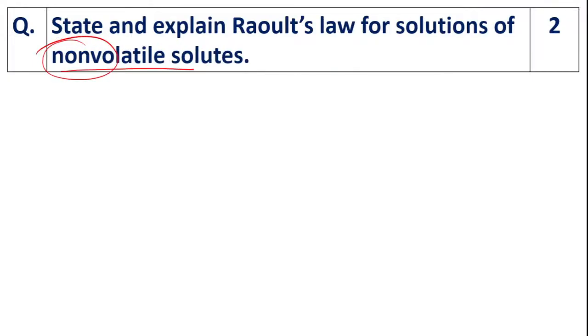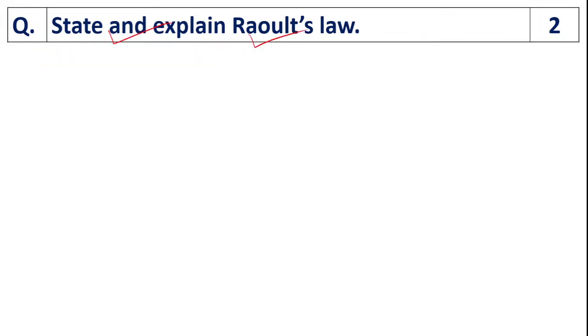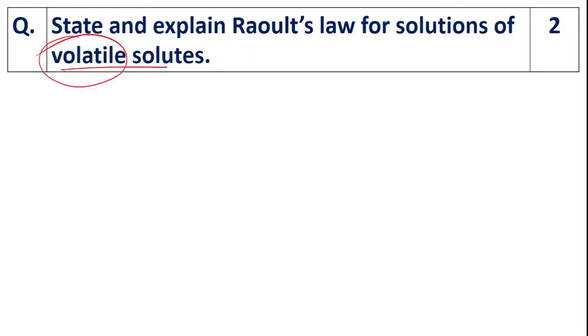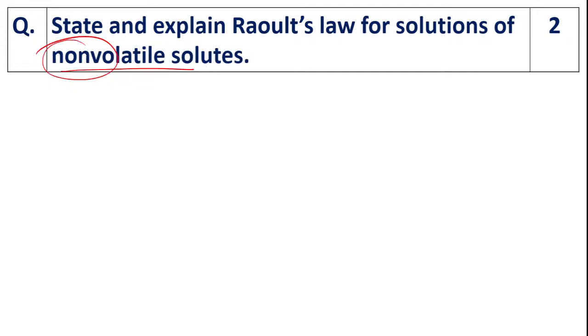Next, Raoult's law. If the question asks about Raoult's law, you will have a choice of both, one volatile and one non-volatile. If the question is asked on the volatile, then only write the volatile. And if the question asks on the non-volatile, then only write the non-volatile.